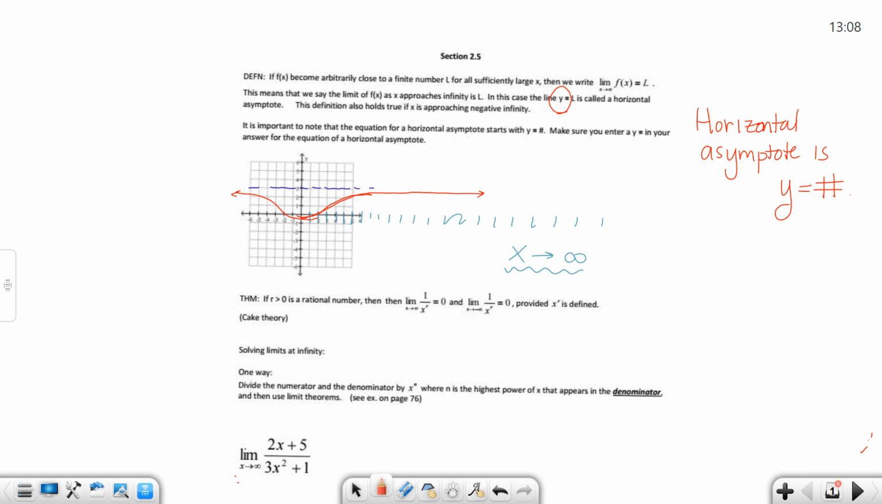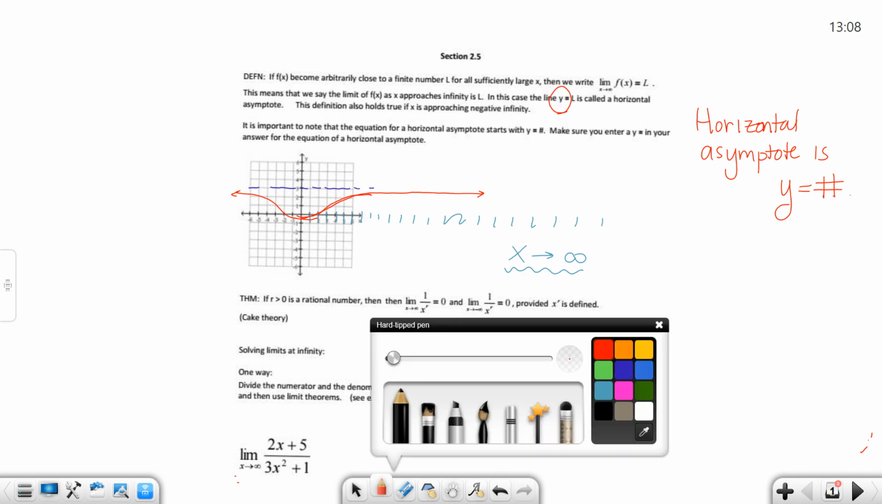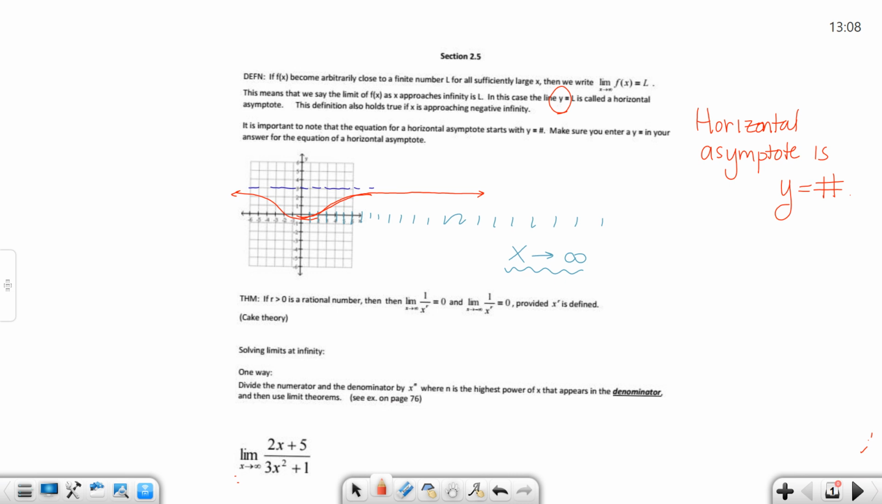In this section we're talking about limits, and we want to deal with these limits as x approaches infinity. There are two ways to do it, an easy way and a hard way. I have to show you the hard way for proof purposes, but you'll only have to do the easy way on your tests and quizzes. What you see here is something called cake theory. If you want to do a YouTube search or Khan Academy search, you can, but here's the principle behind it.